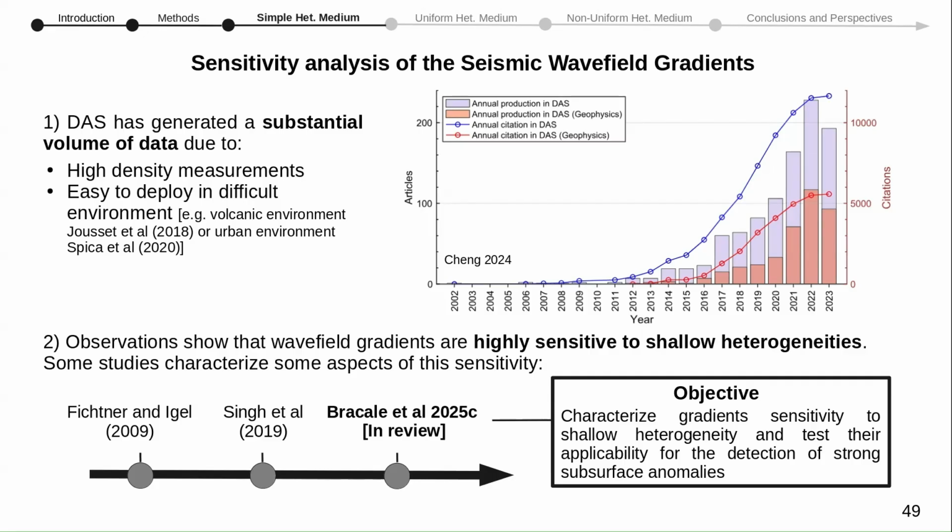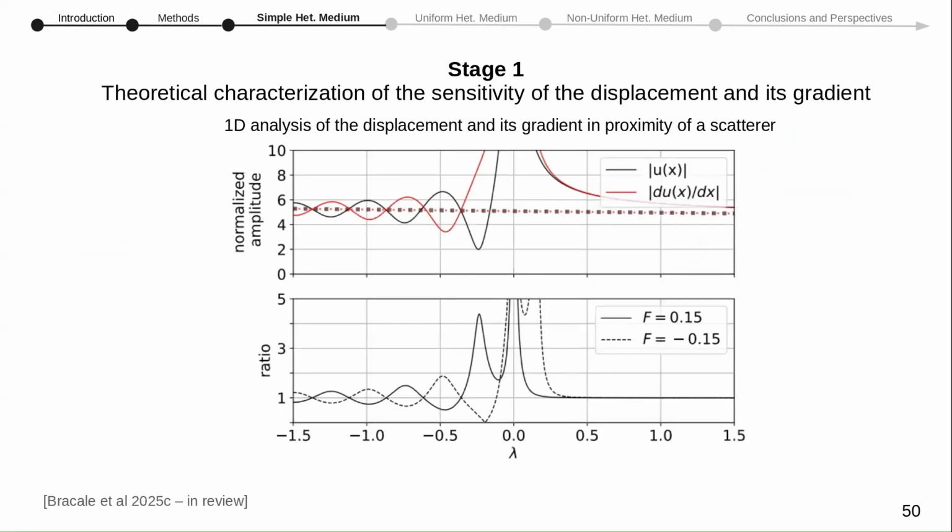We did this by dividing the study in two parts. First, we theoretically characterize the sensitivity considering a very simple model, a plane wave propagating in one direction, interacting with a scatterer that was defined by a Dirac delta. In this case, by analyzing the amplitude of the displacement and the gradient field, we were able to show that the gradient field has a higher amplitude in proximity of the scatterer.